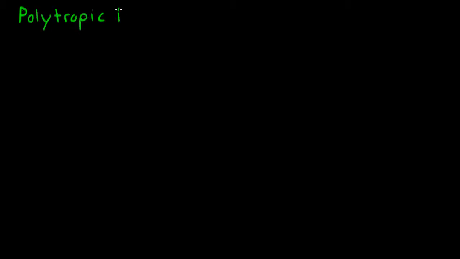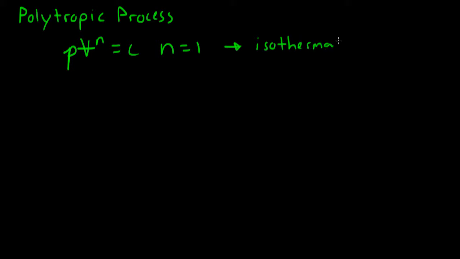In this video, we will work an example evaluating the work done in a polytropic process. For this problem, the polytropic constant will be 1. Recall that when n equals 1, we have a constant temperature, or isothermal process.